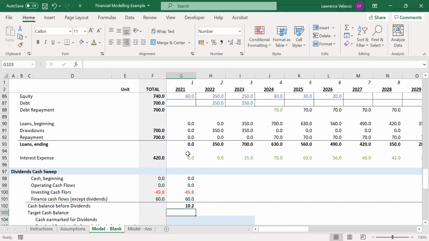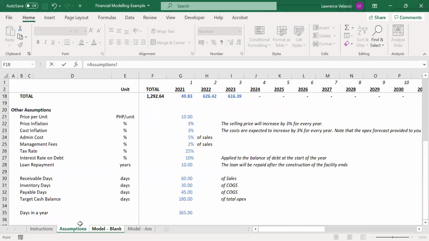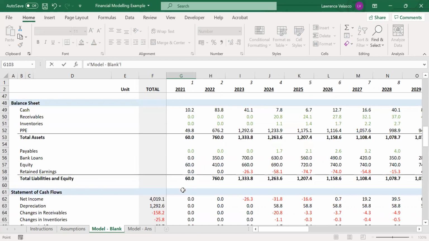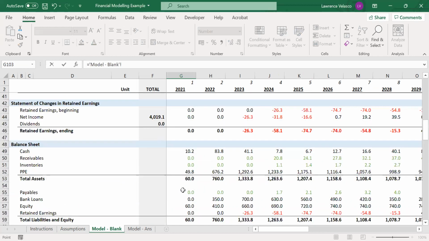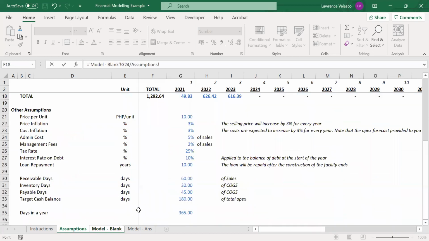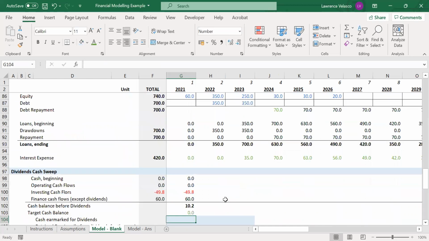Let's compute the target cash balance. Ang sabi, ang target cash balance is 180 days ng total OPEX. So let's get total OPEX. Here is total OPEX. How much is it per day? And then multiply it by 180 days. So yan ang target cash balance.